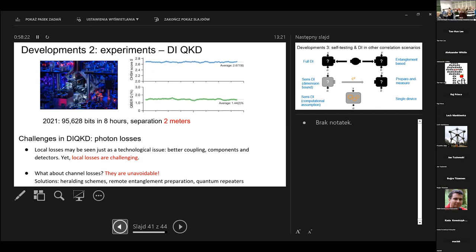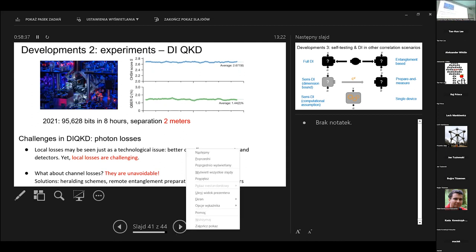What about device-independent quantum computation? Well, we still don't have standard quantum computers, so of course we don't have device-independent ones implemented. So this approach is really nice conceptually, but it's really hard to implement experimentally. And so, yeah, I'm finishing.